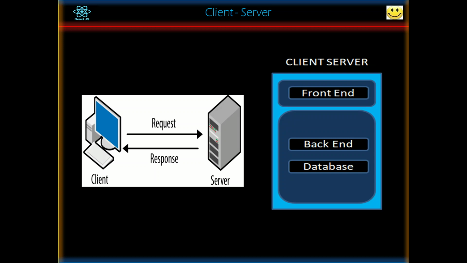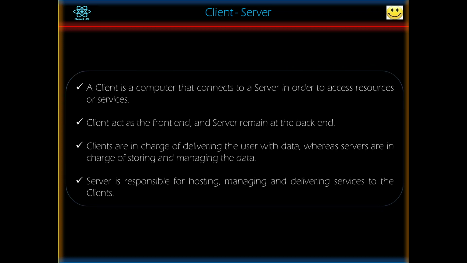This is client-server architecture. A client is a computer that connects to a server in order to access resources or services. The client acts as the front end and the server acts as the back end. Clients are in charge of delivering the user with data, whereas servers are in charge of storing and managing the data. The server is responsible for hosting, managing, and delivering services to the clients.